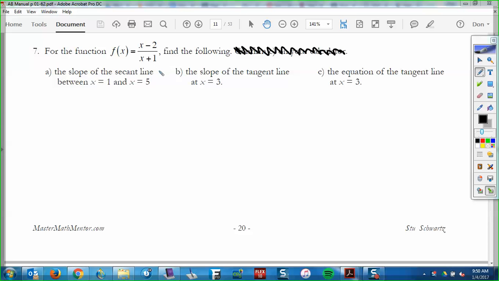Okay, so here we have a function, and we got 3 parts here. First, find the slope of the secant line between x equals 1 and x equals 5 of this function. Then find the slope of the tangent line at x equals 3, and then find the equation of the tangent line at x equals 3. Of course, slope of the tangent line is one of the things you need to get the equation of the tangent line. So slope of the secant line between 1 and 5, slope of the tangent line, equation of the tangent line. Okay, go.